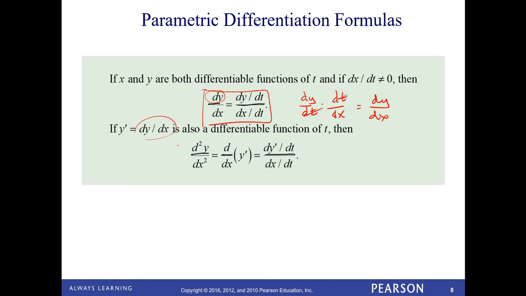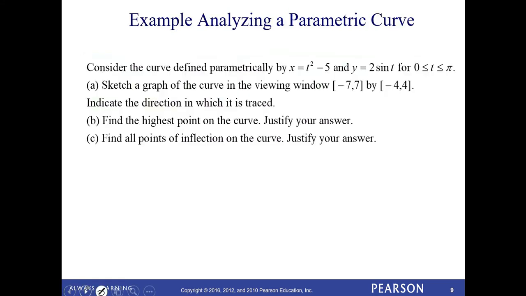If y prime is dy/dx and is also differentiable, then the second derivative, d/dx of y prime, is dy prime/dt over dx/dt. Now again, it takes quite a bit of derivation to get there, so right now just trust me on this and we will work with one in a moment. Okay, so let's analyze a parametric curve. We're going to consider the curve defined parametrically by x equals t squared minus 5 and y equals 2 sine t, from 0 to pi.